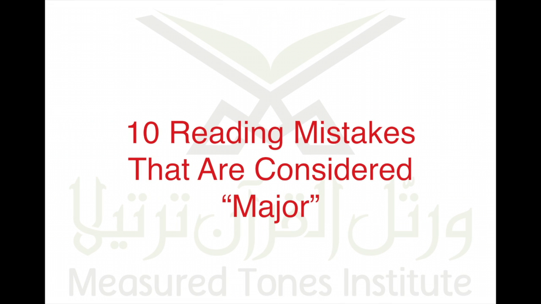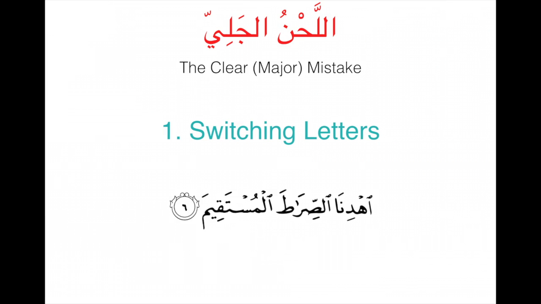I put together 10 reading mistakes that are considered to be major. Number 1, switching letters. In this particular ayah in Surah Al-Fatiha, ihdina as-sirat al-mustaqim, clearly as-sirat here is a sad. Many people will pronounce this sad as a sin. Understandable to a degree, but once you realize that you're doing that, it's very important to make that distinction. Clearly, this is not a sin, but it is a sad.